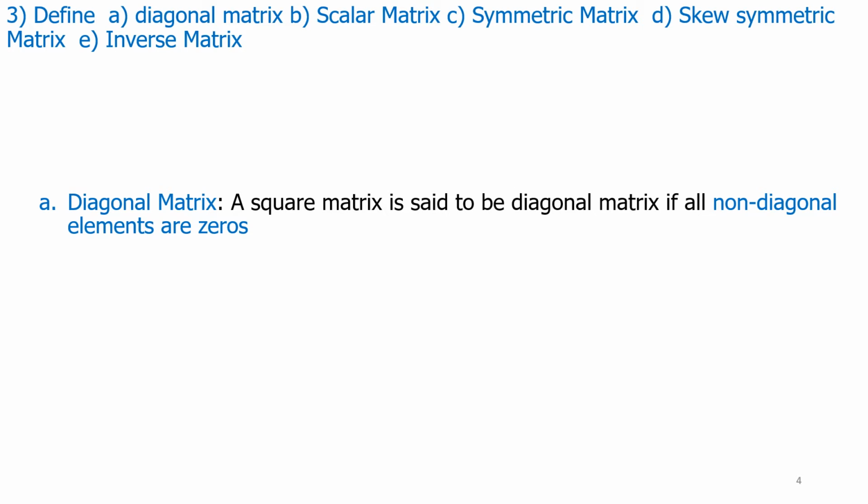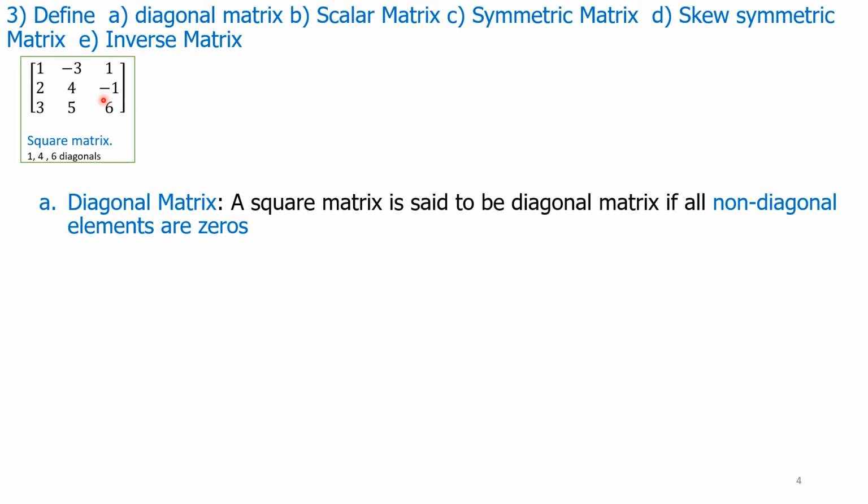So, diagonal matrix. A square matrix is said to be a diagonal matrix if all non-diagonal elements are 0. If the non-diagonal elements are zeros, then it is a diagonal matrix. And it should basically be a square matrix. The example of a square matrix is shown here: 3 rows and 3 columns. If the number of rows is equal to the number of columns, then it is a square matrix.